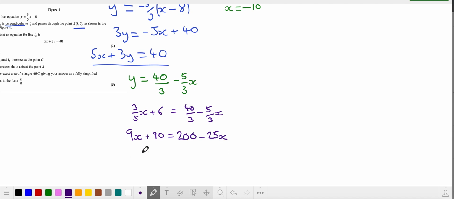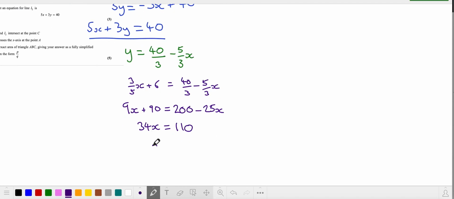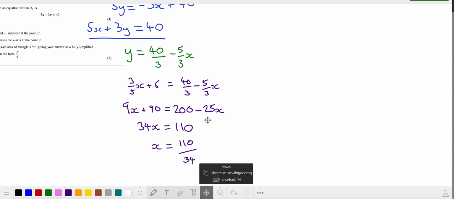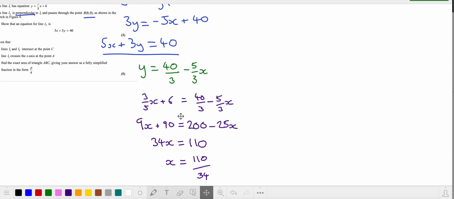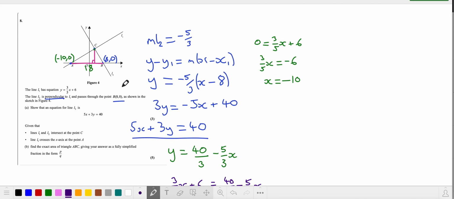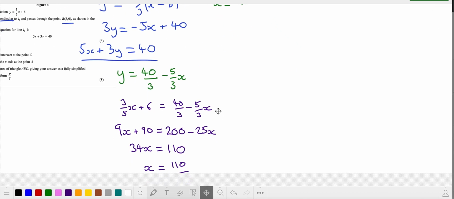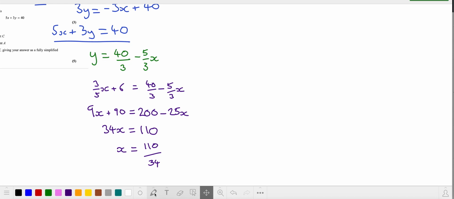So bring the 25x over to the other side, add it to the 9x, gives us 34x. Bring the 90 over to this side to take away from 200, gives us 110. So x is 110 over 34. Okay, but I don't want the x ordinate particularly. I want the y, because that's going to give me my perpendicular height. So we're going to have to sub that back in to one of these equations and find the corresponding y.